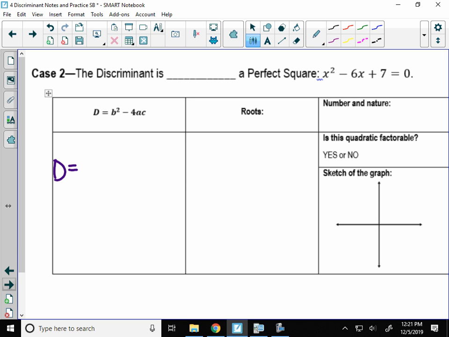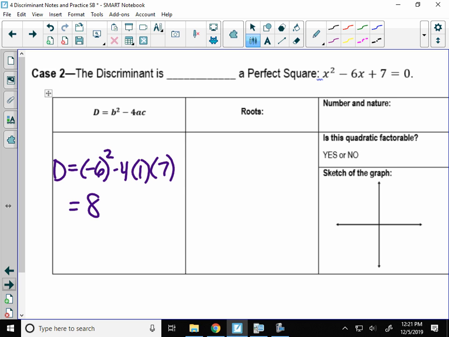B squared, so that's negative 6 in parentheses squared, minus 4. A is 1, C is 7. And go on and calculate that value for me. It's 8. Good, so D equals 8. Now what do you think is going to fill in that blank?